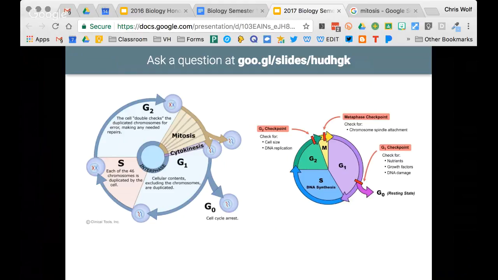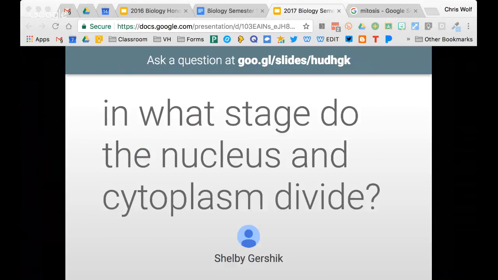All right, I'm scrolling through to see if I see any more questions on cell cycle. Okay, here's a good question. What stage do the nucleus and cytoplasm divide? The nucleus divides during mitosis. Cytoplasm divides during cytokinesis. Those are really two separate things. They both happen during the division part of the cell.